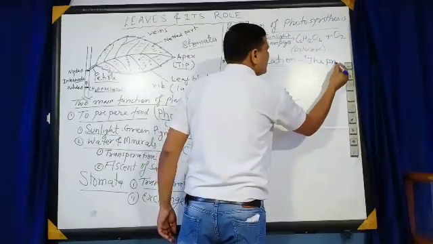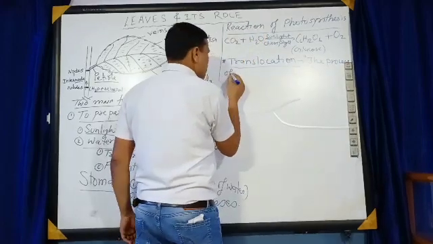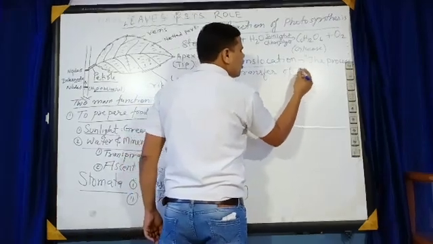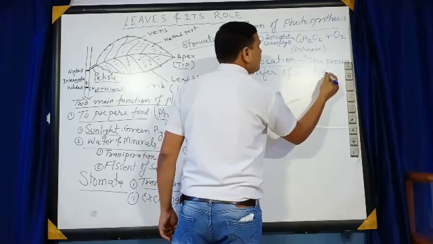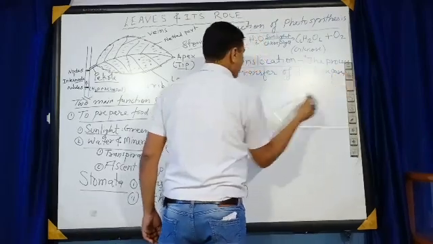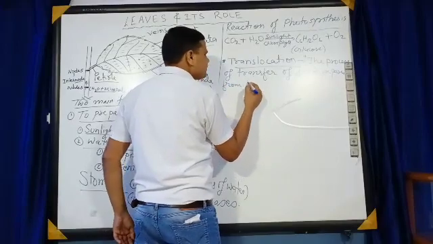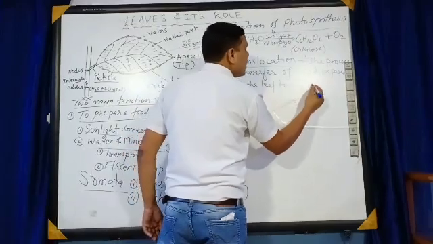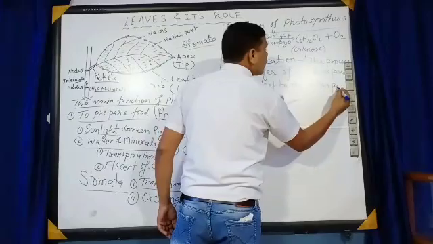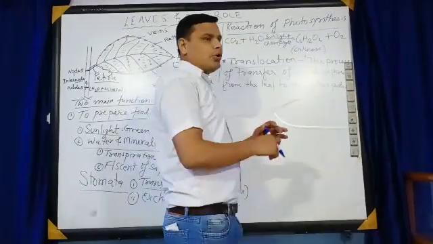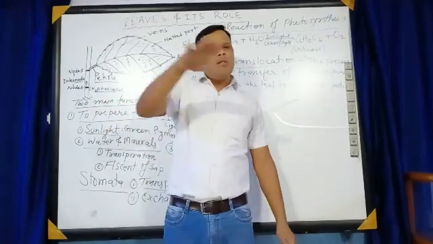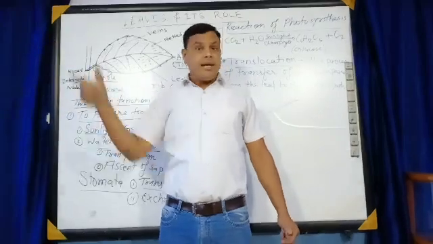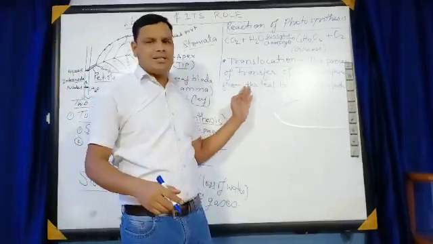You can write the definition. The process of transfer of prepared food from the leaf to other parts. Means after the food is prepared, the leaf transfers all the prepared food from the leaf to the other parts of the plant. That process is known as translocation.